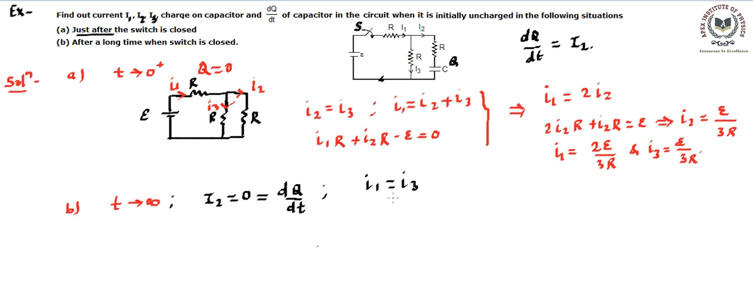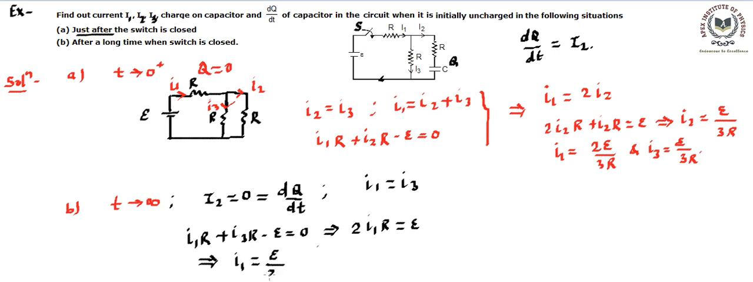So if I1 equals I3, we can apply the loop law in the inner loop. Applying the loop law in the inner loop, we will find I1R plus I3R minus E equal to 0. Since we know I1 and I3 are equal, these two terms are the same, so it becomes 2 times I1R equal to E. So from here we can claim what I1 is. I1 will turn out to be E divided by 2R.